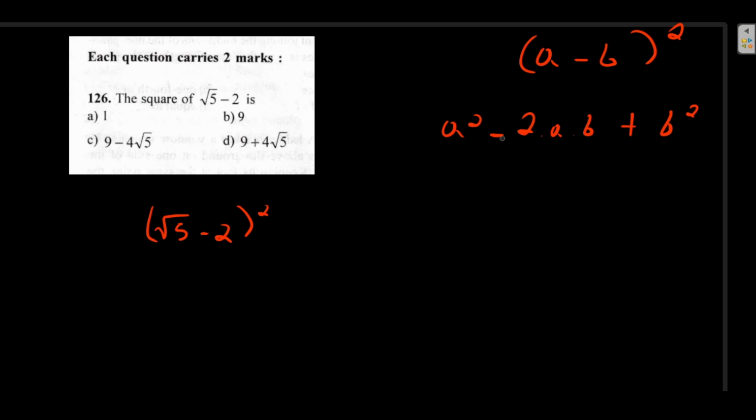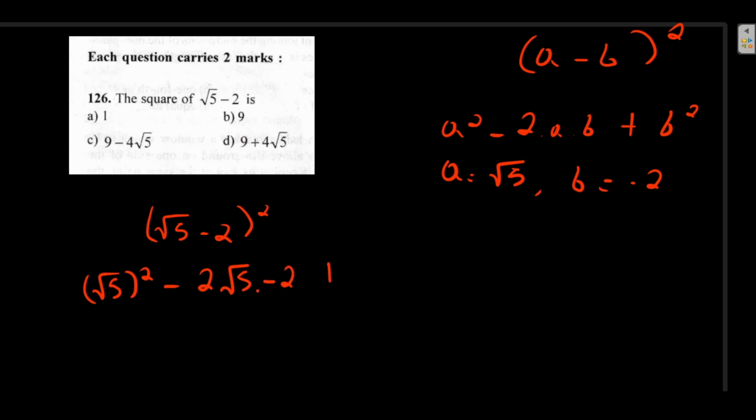So the next step is to identify our terms. We know that a equals root 5 and b equals negative 2. So let's write our expression. We are given a, which is root 5 whole square, minus 2 times root 5 times negative 2, plus b square, which is negative 2 square. So we have a square minus 2ab plus b square.